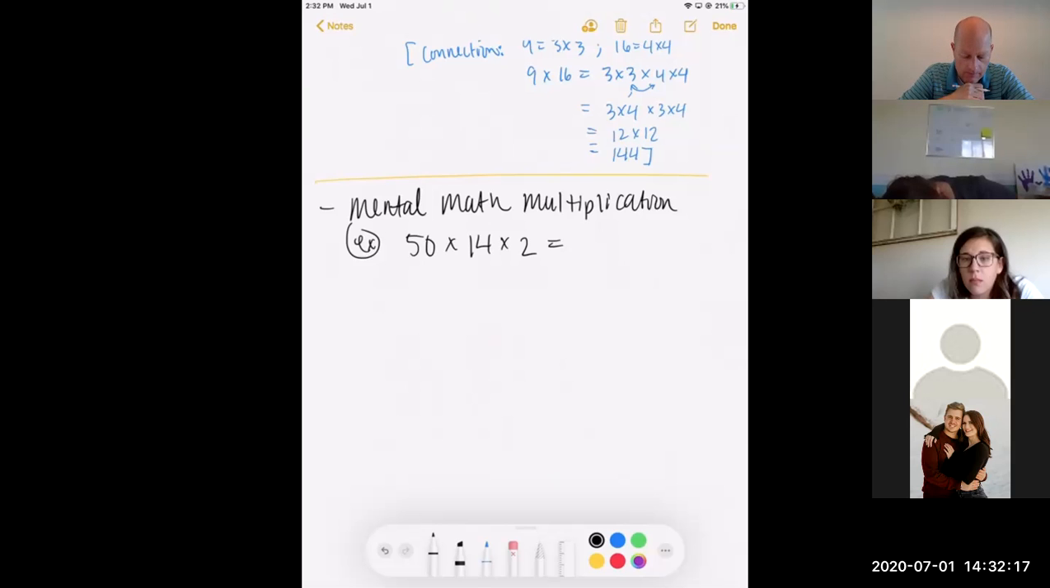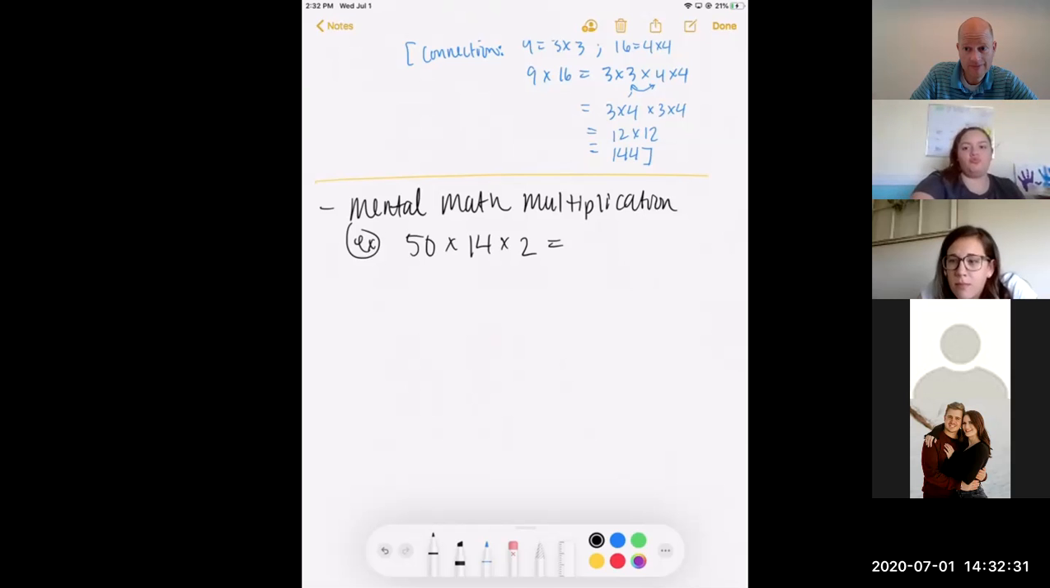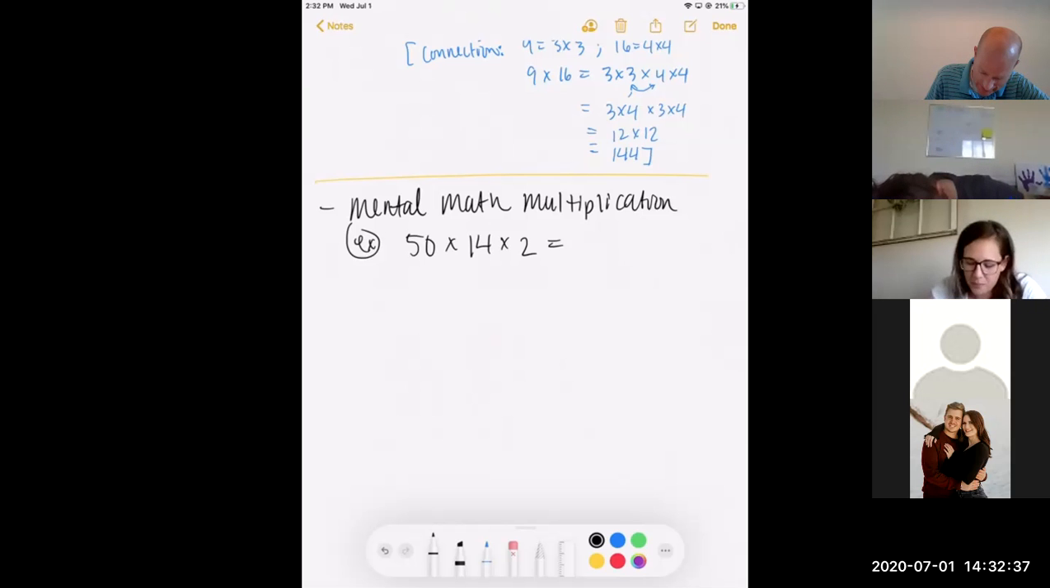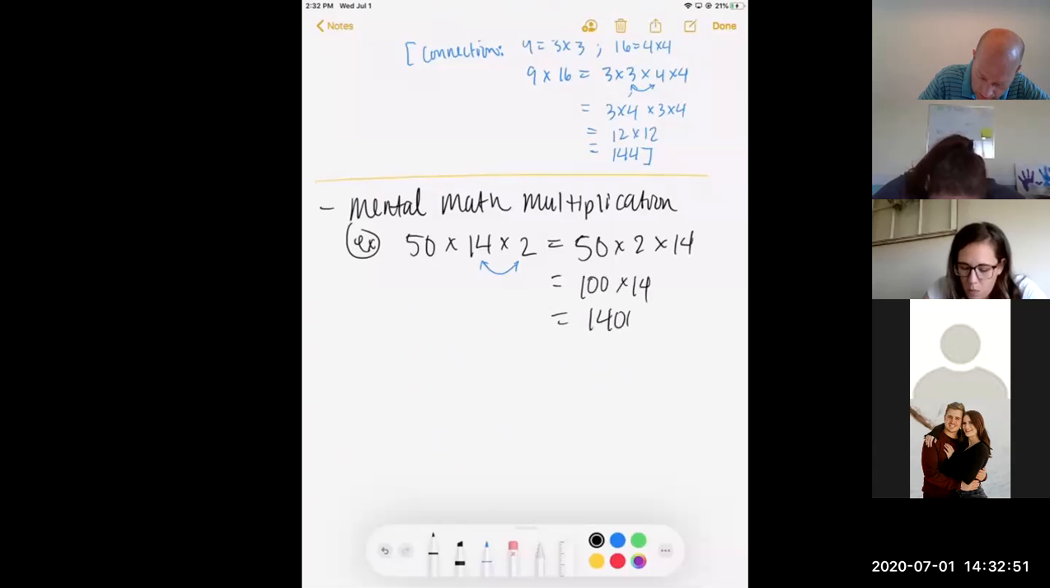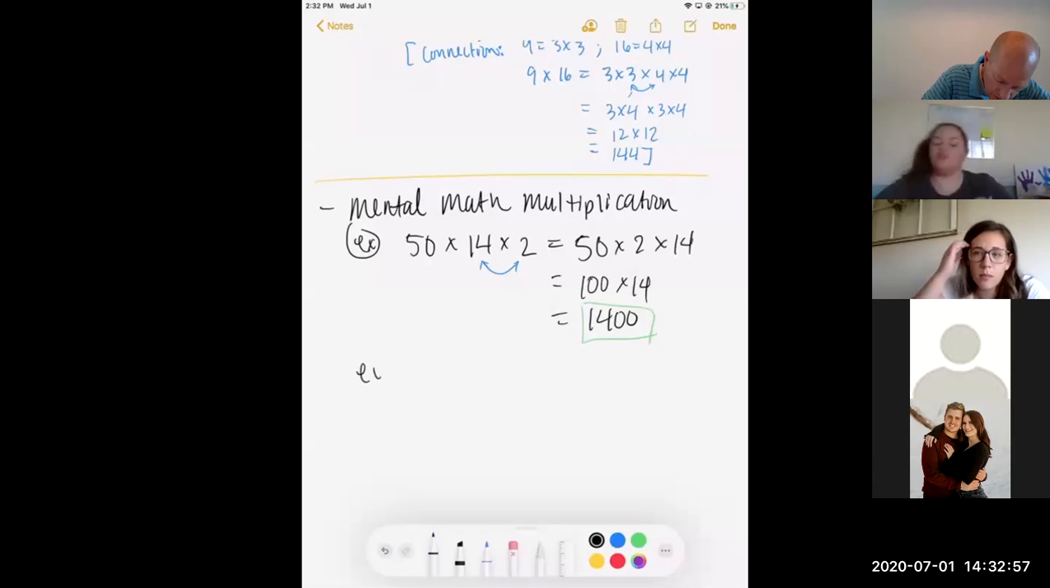How do I make this one easier using mental math? Start by doing 50 times 2. Wait, can I do that? Yes. Are you sure? Because the 50 and 14 I have to do first, right? No. No? Okay. The commutative property says that you can switch them around. Yes, you can. Excellent. Okay, so I'm going to switch these right here so that I can do 50 times 2. Much easier to do. Okay. That's 100 times 14. 1400. Okay, excellent. And here's another one. We'll do a number of them here.